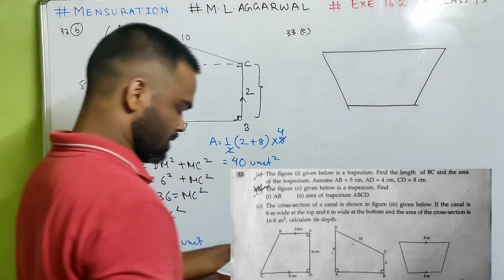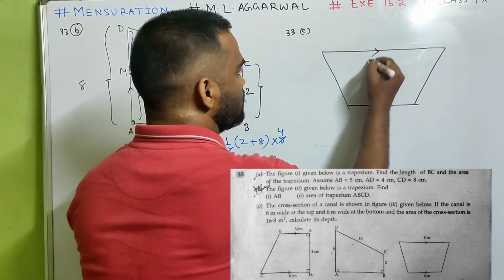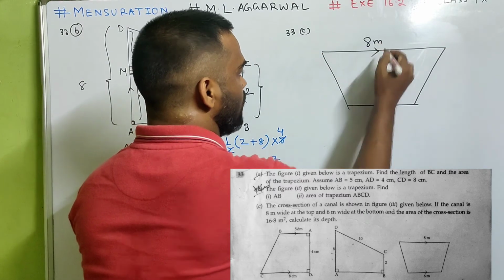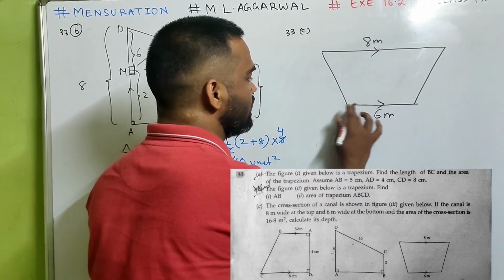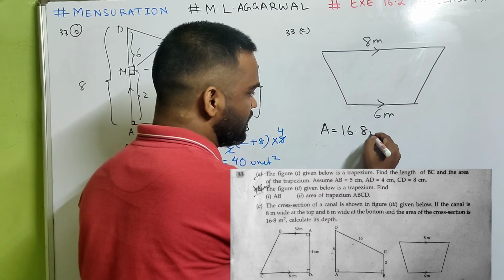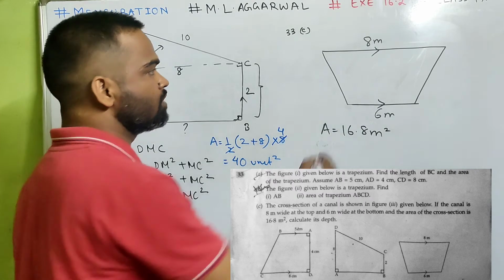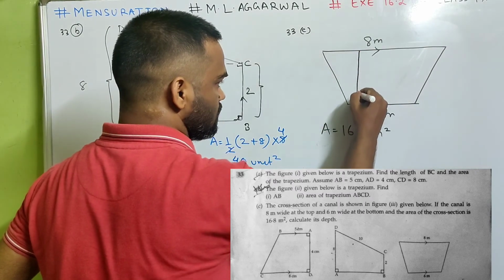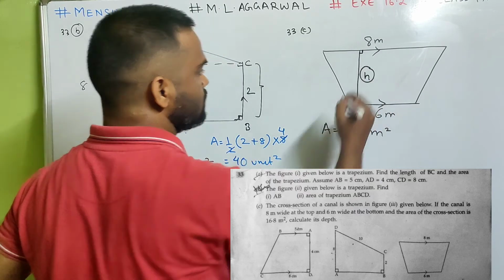Okay, they've given this diagram. If the canal is 8 meter wide at the top, and at the bottom it is 6 meter wide. The area of cross section they have given as 16.8 meters square. They need us to calculate the depth, which means this, the perpendicular distance here, this h.